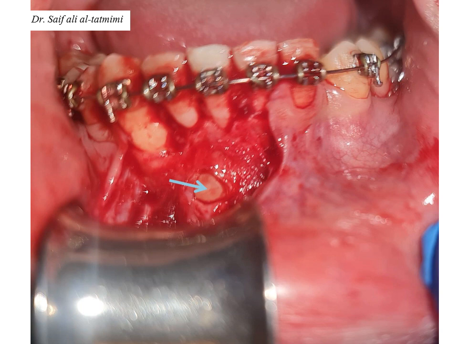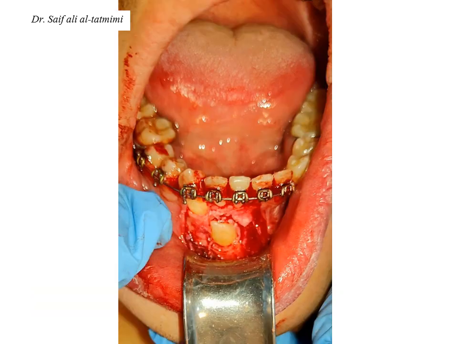Now we will start removing bone to expose the entire crown of the impacted tooth using a surgical round bur and a copious amount of irrigation with normal saline to ensure there is no heat generation. This is the photo after removal of the bone and exposing the entire crown of the tooth.